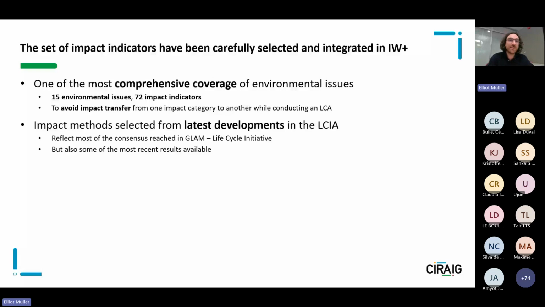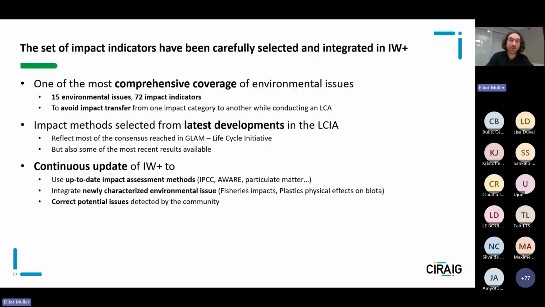The second point is that Impact World Plus integrates the latest developments in the LCIA. So that means that it reflects most of the consensus reached in the climate initiative. It also includes some of the most recent results available.